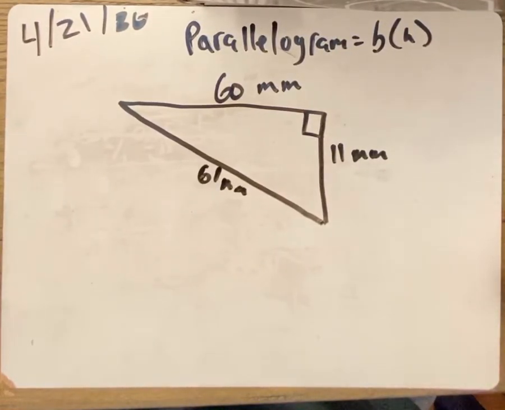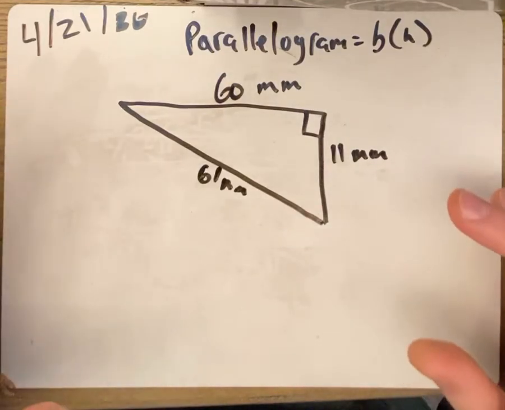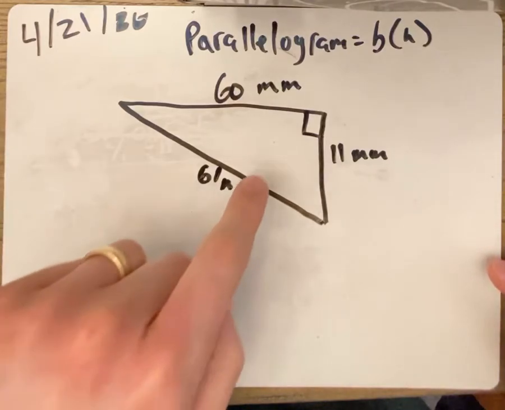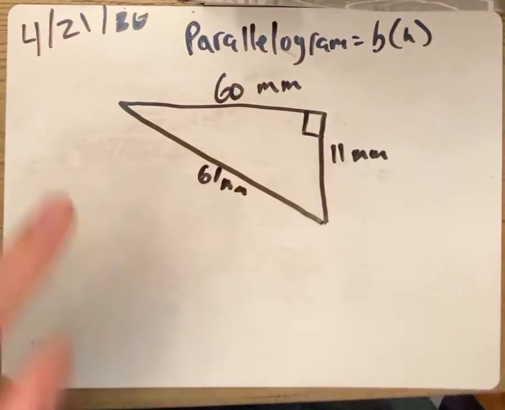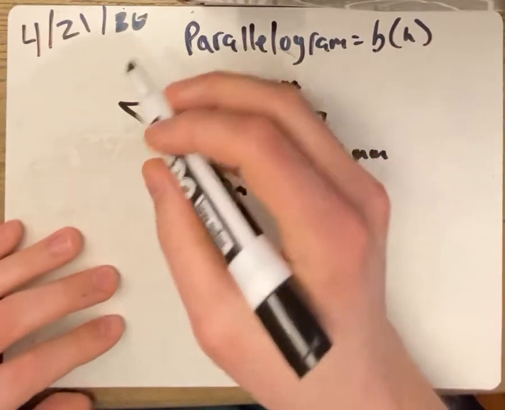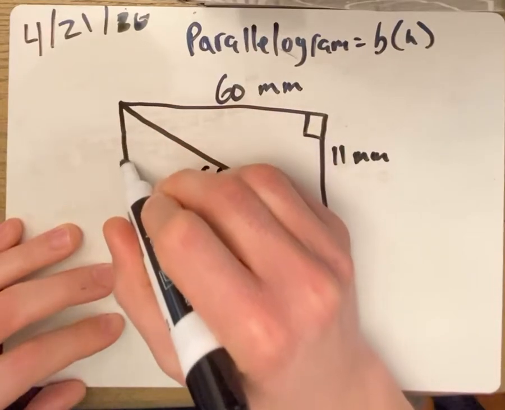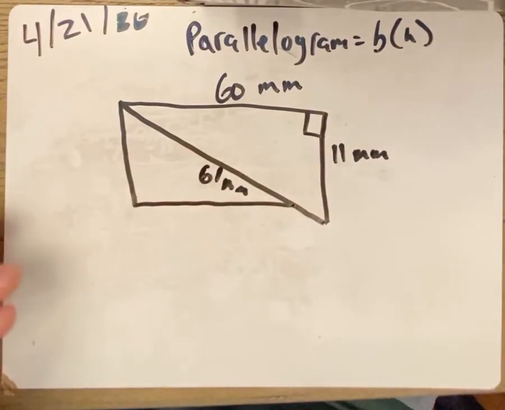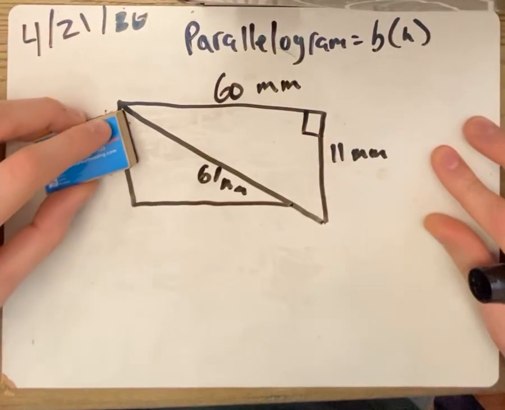But first, I'm going to use this triangle, and I'm going to use the area of a parallelogram to help me get this. Okay? So what I have to do first is I have to turn this into a rectangle. Oh, that's pretty bad. Let me redo that.